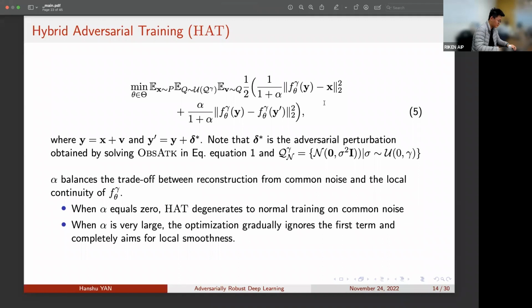Here alpha balances the trade-off between these two terms. If alpha equals 0, it's nothing but normal training. But if alpha is very large, then the optimization gradually ignores the first term, and we have a trivial solution where F theta Y maps Y to 0. Then the training loss will be very low, but it is not what we want. So in practice, we should choose a proper value of alpha, and based on our study, alpha can usually be 2 or 5, and it will be okay.